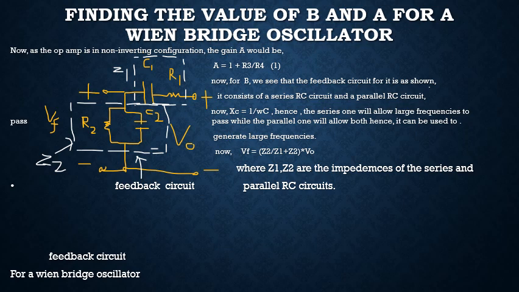Hence the series RC circuit will allow large frequencies to pass, while the parallel RC circuit will allow both large and small frequencies. Because if we see for the series RC circuit, if the frequency is very large, then XC will tend to 0, because it is inversely proportional. So this RC circuit will be short circuited, sorry.